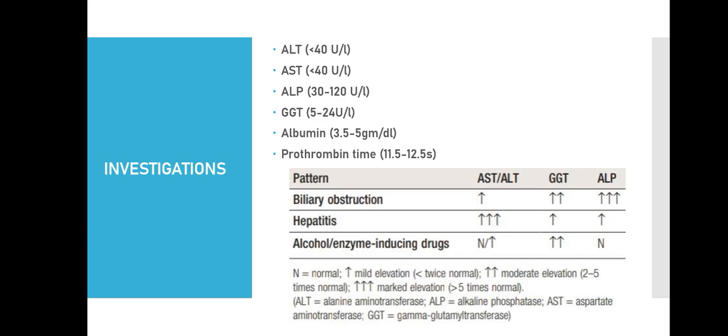Albumin, since it has a half-life of 20 days, is going to be decreased in cases of chronic liver diseases. Prothrombin time can be elevated due to two causes. One, due to vitamin K deficiency, secondary to malabsorption, and otherwise, prothrombin time can be elevated due to decreased clotting factors due to hepatocellular damage. This can be distinguished by giving IV vitamin K.